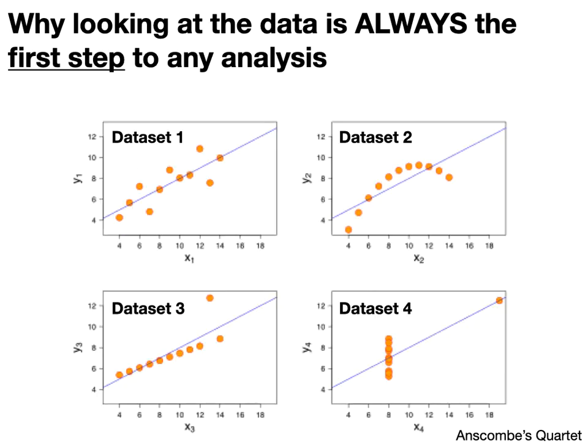However, this is what these data sets look like when we plot them. So we've got data set 1, 2, 3, and 4. And I hope you can see that we've got very different things going on in each of these 4 scenarios, and that a linear relationship between these 2 variables is not necessarily appropriate in each case.